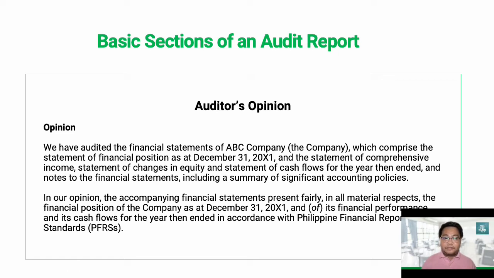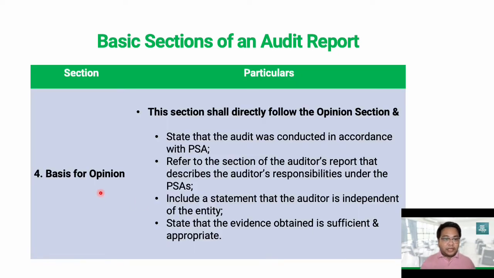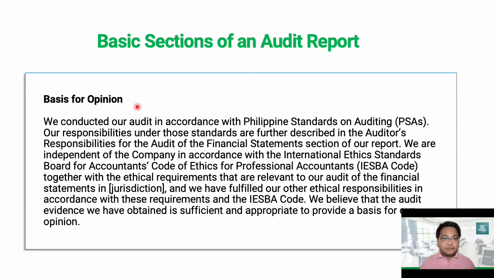Now, after the auditor's opinion paragraphs, we follow it through with the basis for opinion. The basis for opinion shall be directly below the opinion section, and we state here that the audit was conducted in accordance with PSA. So remember, our auditing standard PSA is mentioned in the basis for opinion paragraph. We also refer to the section of the auditor's report that describes our responsibilities under the PSAs, include a statement that we are independent of the entity, and state that we have obtained sufficient and appropriate evidence. So this is an example of the basis for opinion paragraph.